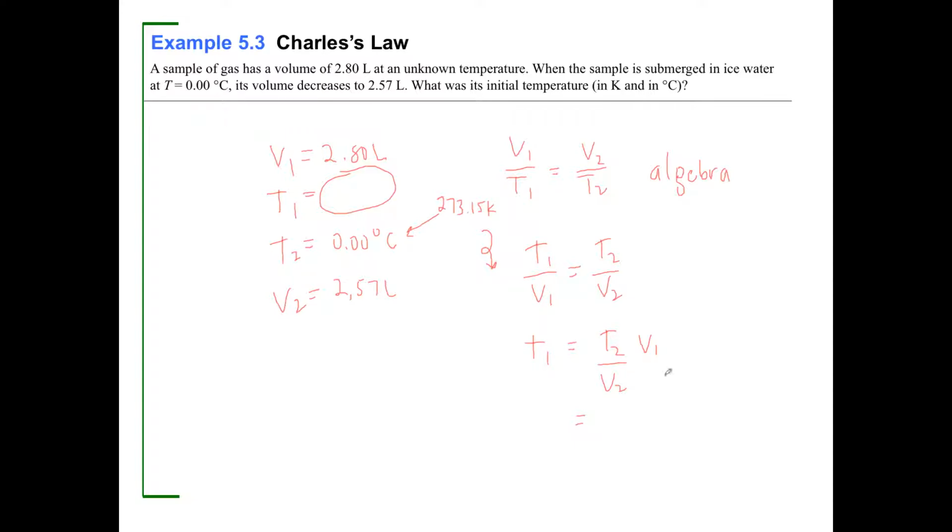And I'm ready. T2, 273.15 kelvins. V1, 2.80 liters. V2, 2.57 liters. The liters cross off and I'm left with kelvins. So T1 is equal to what? 273.15 divided by, you know what, I'm going to multiply by that other guy first. 2.80 divided by 2.57 gives 297.595.